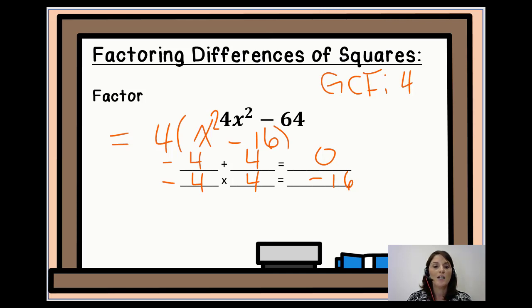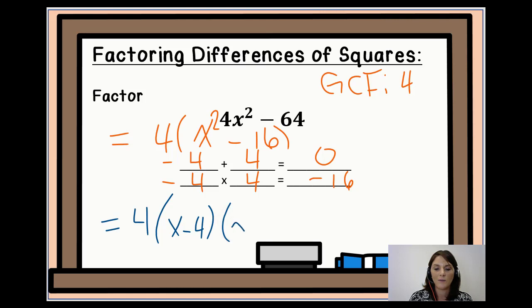Now we're going to put it all together. We're going to write our final answer as 4, so don't forget to put that GCF out front, because otherwise, if we were to check by expanding and simplifying, we would not end up with 4x squared subtract 64. So in our first bracket, we're going to have x minus 4, and in the second bracket, we're going to have x plus 4. Okay, that's it. Great job.